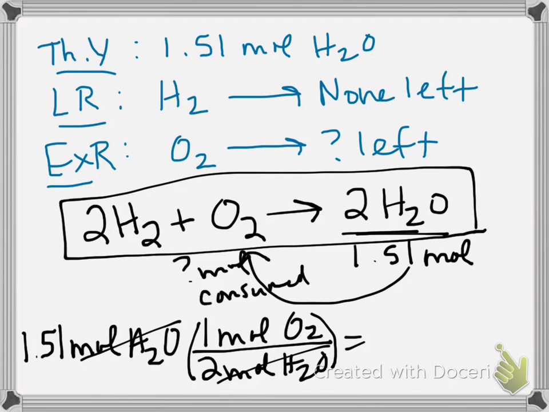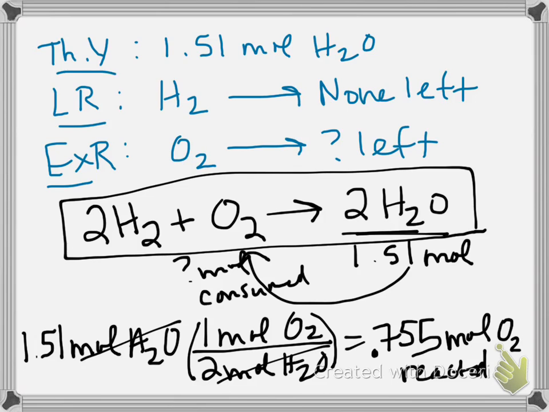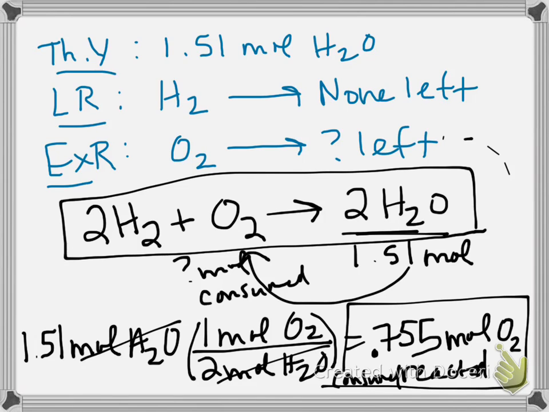So let's get our calculator out here. We've got 1.51 divided by 2, 0.755. So 0.755 moles of oxygen would have reacted, or would have been consumed. Okay, so we want to know how much oxygen is left over after the reaction takes place. Well, let's go to the next page.